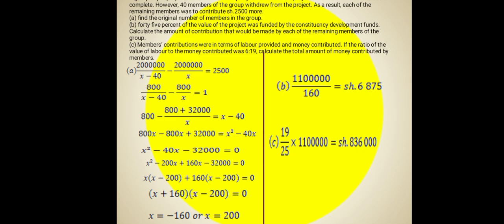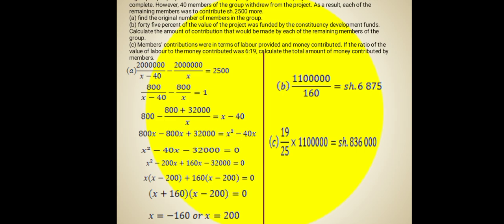A group of people planned to contribute equally towards a water project, which needed 2 million shillings to complete. However, 40 members of the group withdrew from the project. As a result, each of the remaining members was to contribute 2,500 shillings more. A. Find the original number of members in the group.